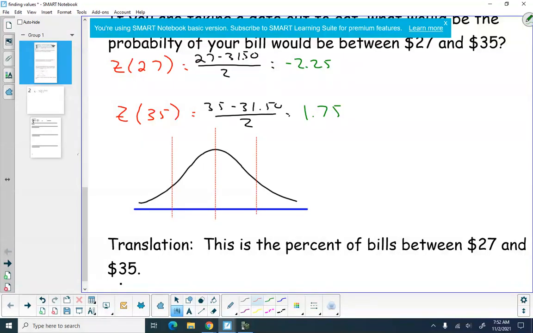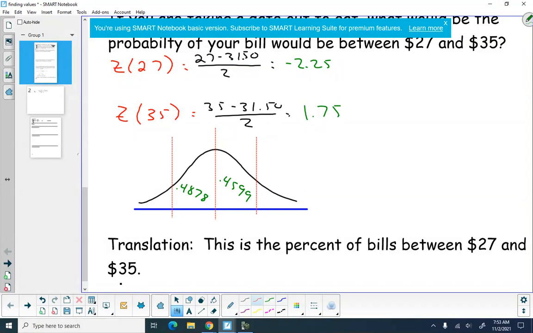For negative 2.25, we're looking up 2.25. Once again, are we good with these numbers here? All right. If we look up our area for negative 2.25, Paul, what do we have? 0.4878 for 2.25. And for 1.75, what do we have, Grace? Okay, so we found these two areas.